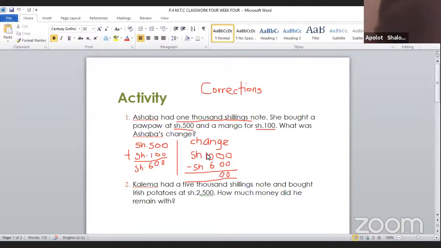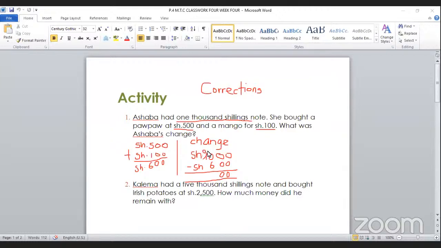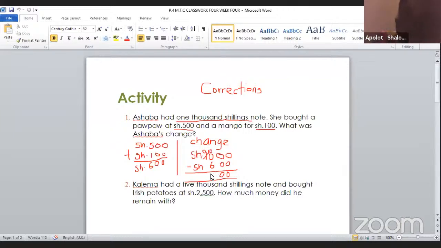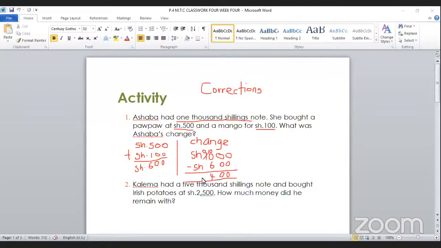What do we do? Borrow. We regroup here. We borrow 1 from here, it remains 0, so this one becomes 10. So 10 minus 6, Apollo, what do we remain with? 4. So what is your change after buying the 2 items? 400 shillings. So that is how you are supposed to do that number. This is buying and selling involving subtraction that we talked about.